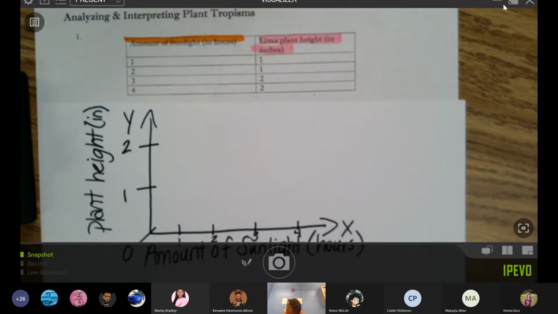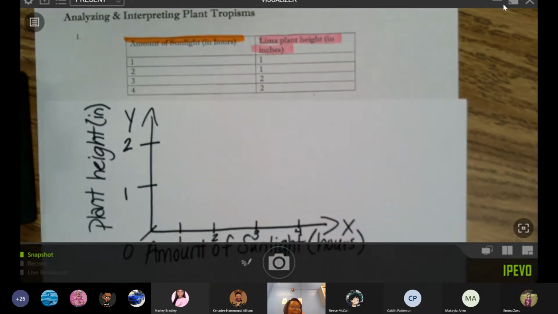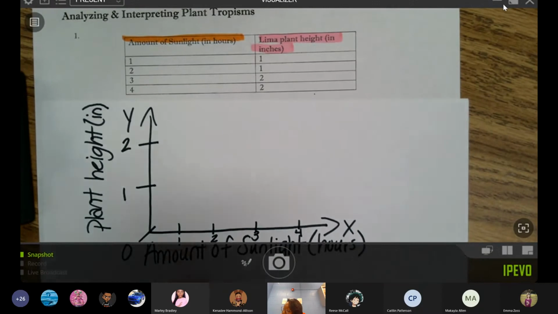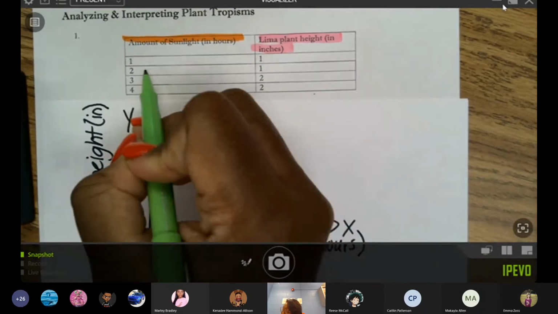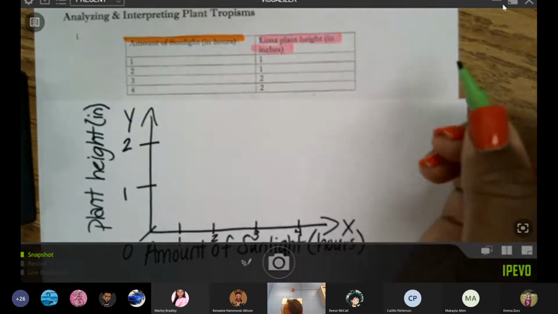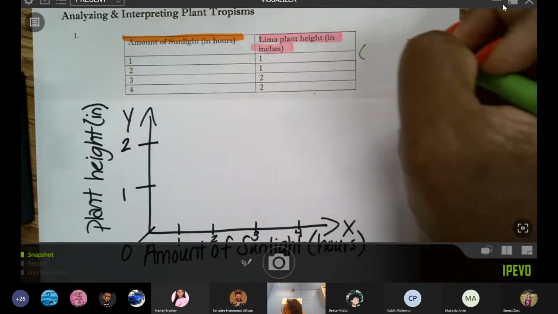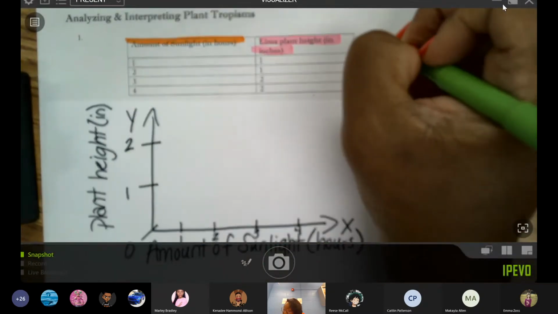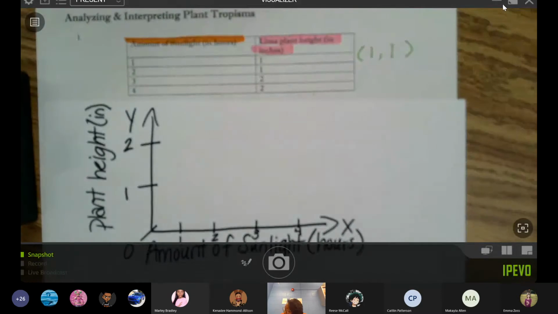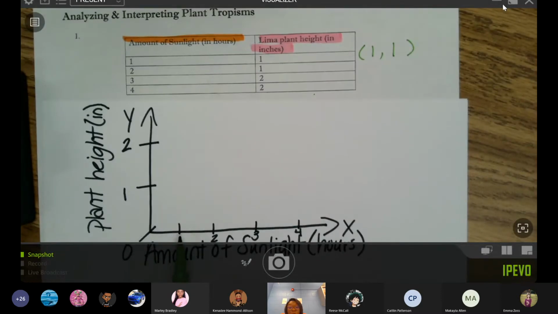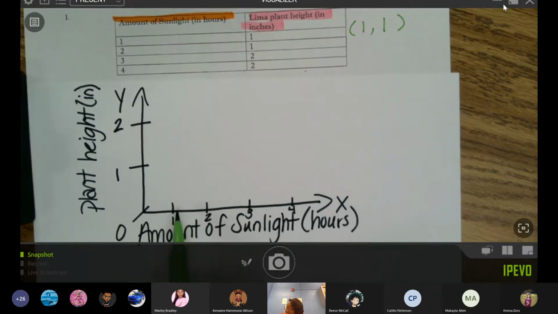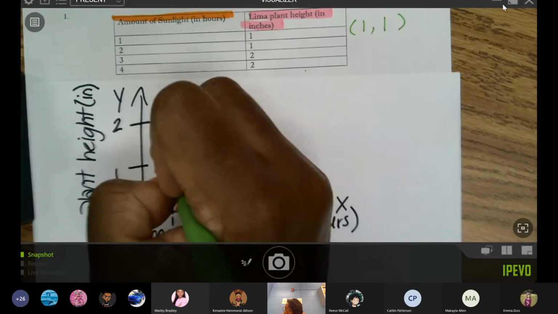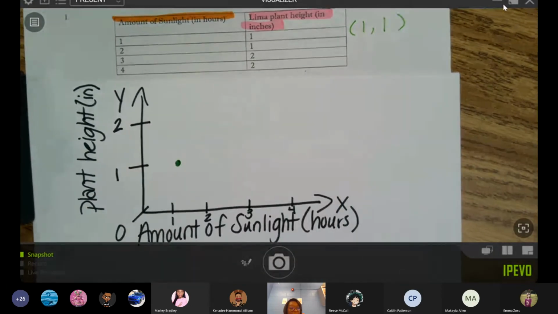I want to share with you how we're going to create that line, because that's what we're missing right now. If we look back up here at our chart, this gives us our ordered pairs. Do you remember from math when we did graphing? 1, 1 is our first ordered pair. So on my chart, I would move to the 1 on my x-axis and then up 1 on my y-axis. And my first point would go there.